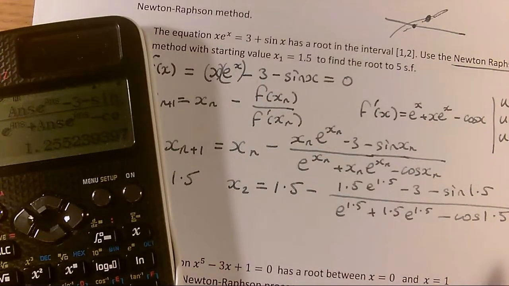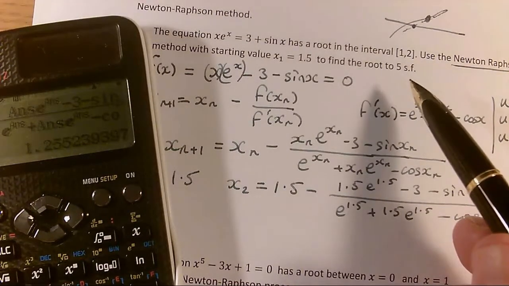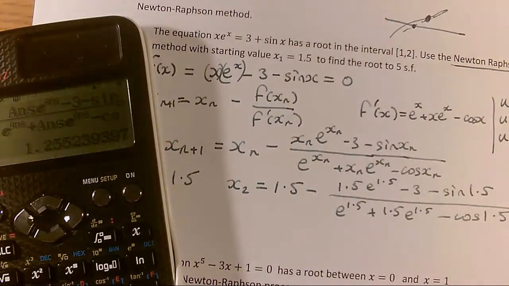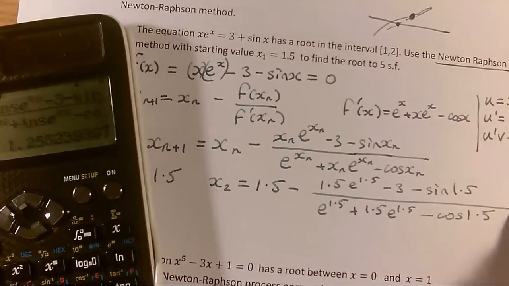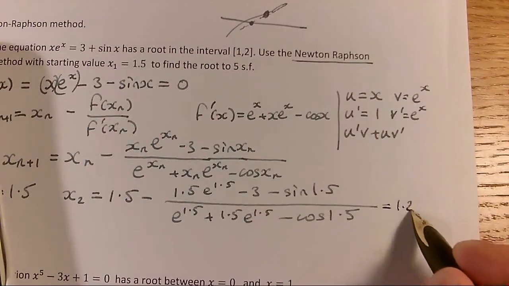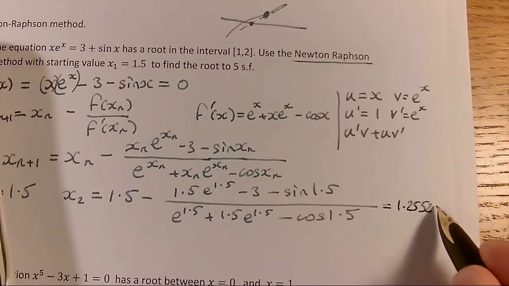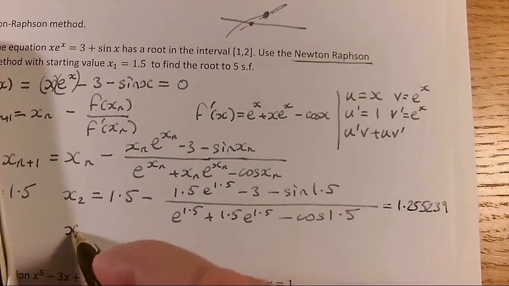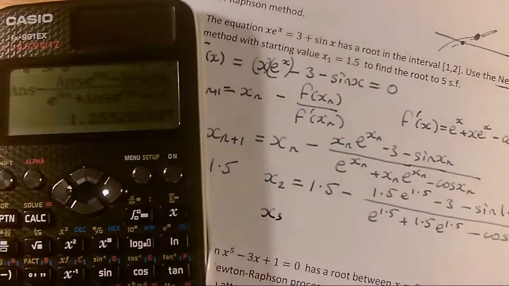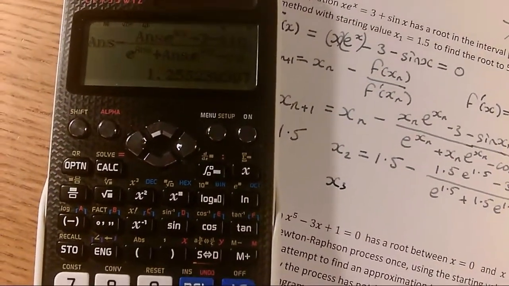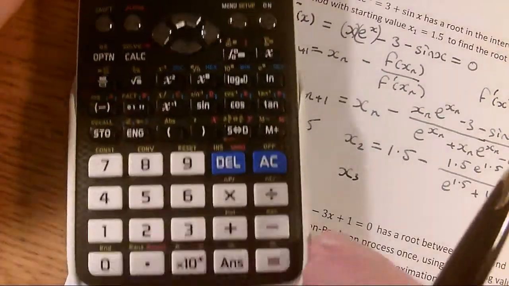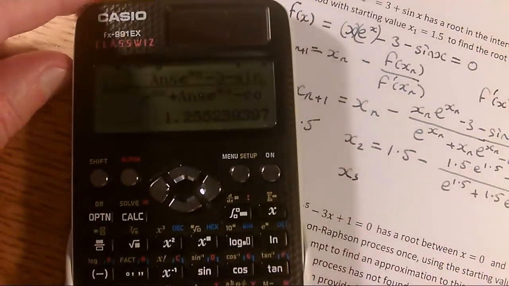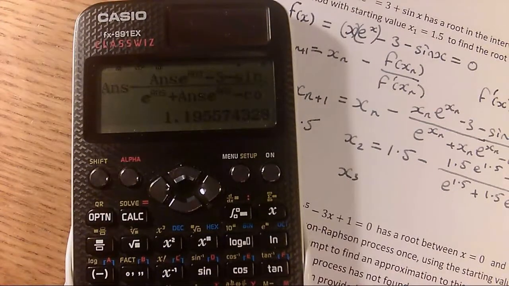So I'll put it at the end of this line here, 1.255. It says I want to find the root to 5 significant figures. That means I should record more than 5 significant figures in each of the answers I give. So this first one is 1.255239. That's plenty more. Now, to get future answers, I don't have to show all that working. I don't have to do a lot more typing on the calculator either. I can just keep pressing the equals button. So I'm just going to press this equals button, and it's going to show me that x3 is this.